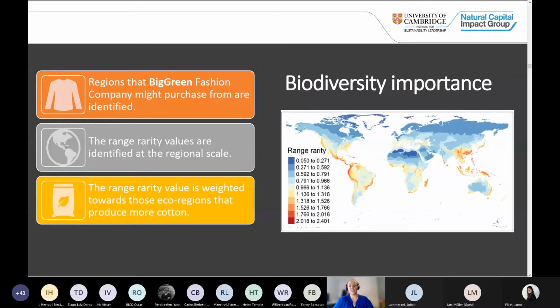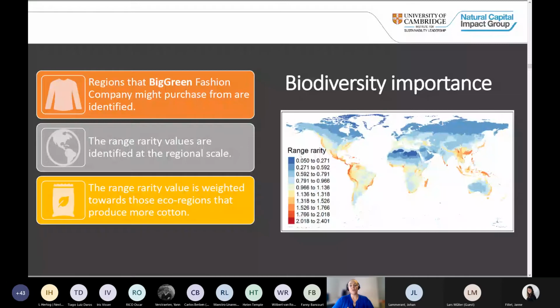And finally, we have our biodiversity importance variable. For this, we use something called range rarity, which is a combination of the number of species and the size of their ranges. So the idea is that on this map here, the areas that are in red either contain a high number of species and/or those that are occupying a small area. So this measure of biodiversity can help reflect the risk a company might have of driving a species to local extinction.